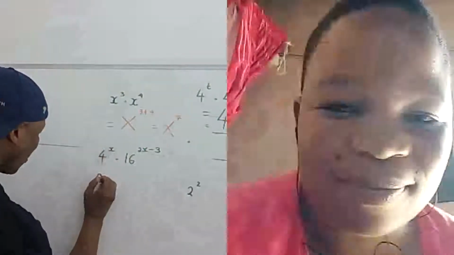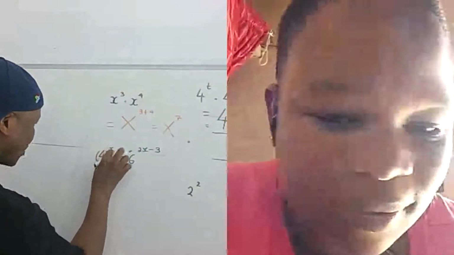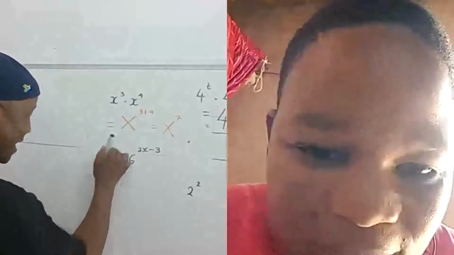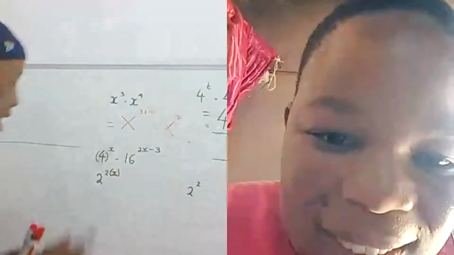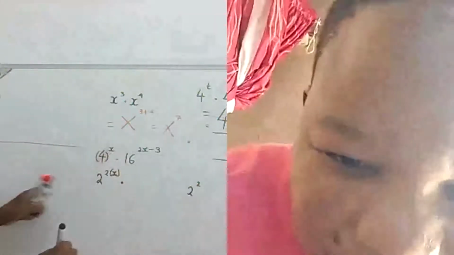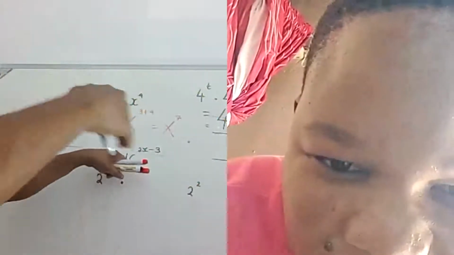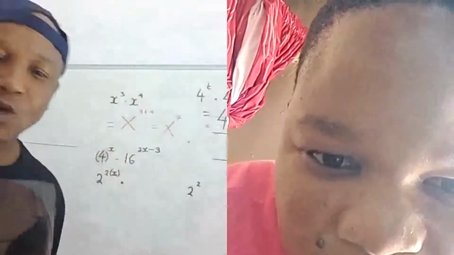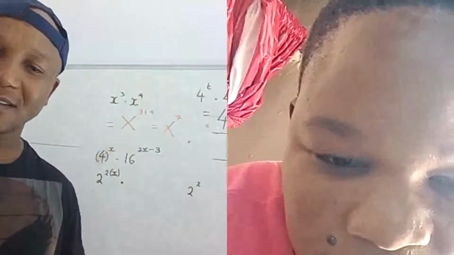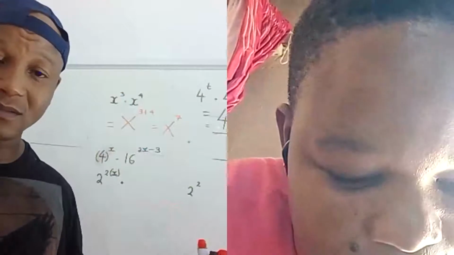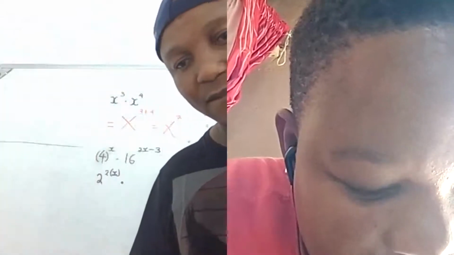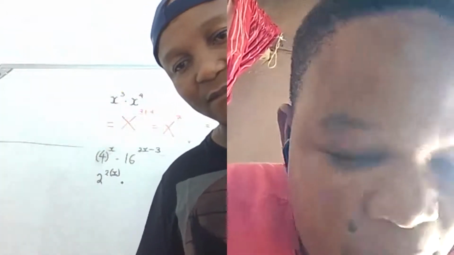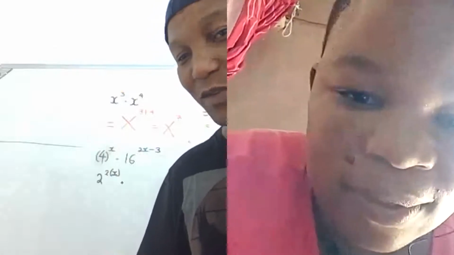So instead of writing the 4, I'm going to write 2 power 2. But I still have my x right there. And then we have a multiplication. So I'm going to have to break this 16 into 2 power something. So 2 power which number equals 16? You can use a calculator if you want.